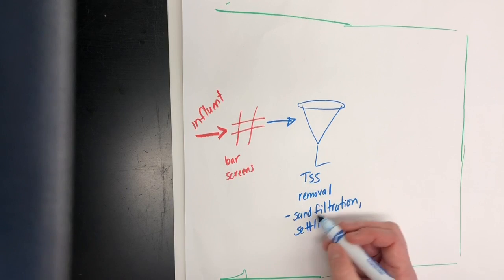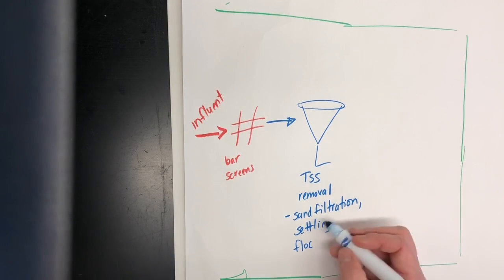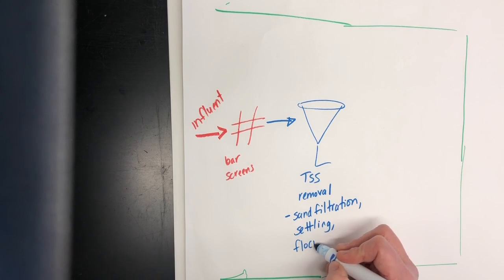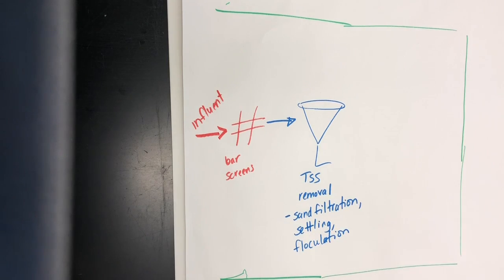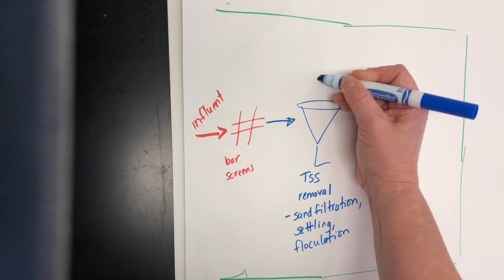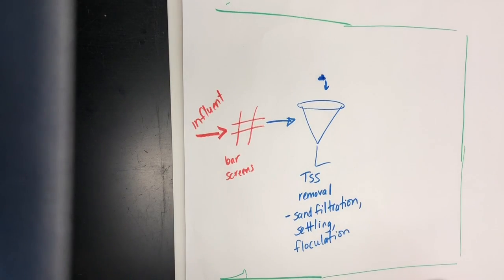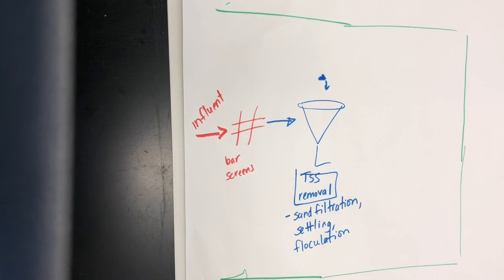Some small particles don't settle out, so sometimes they'll add a flocculant to it, and then they'll do flocculation, okay? Basically they add a chemical so the tiny little particles all come together and stick together so then they can settle out. So there can be sand filtration, settling, and flocculation. All of those, the bottom line is to remove the TSS. That's the point of them. What's the human health impact of TSS? Bacteria and heavy metals can stick to it.